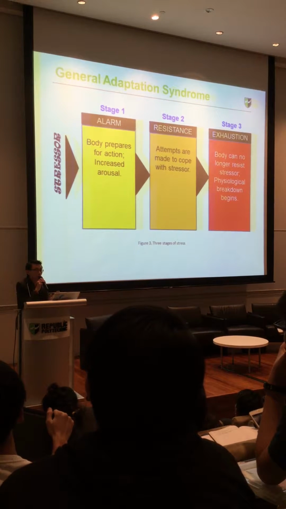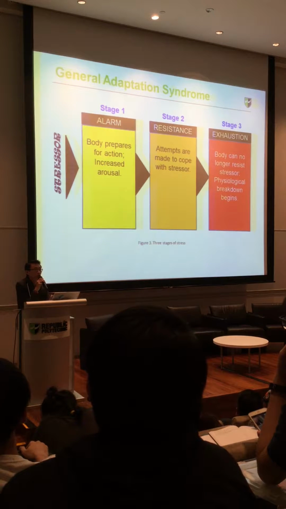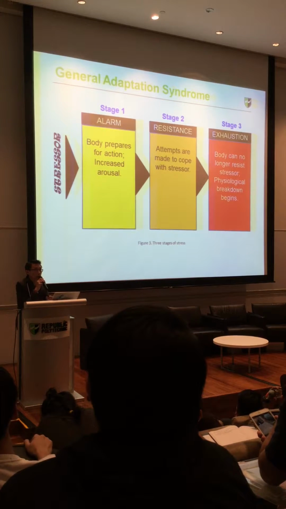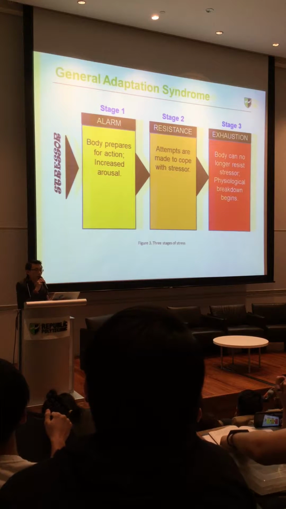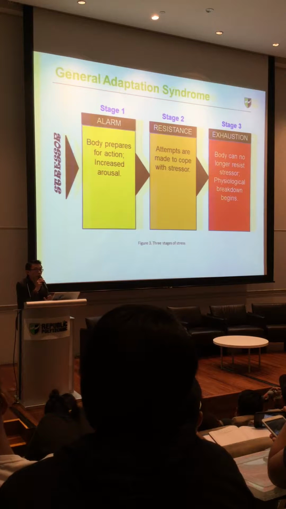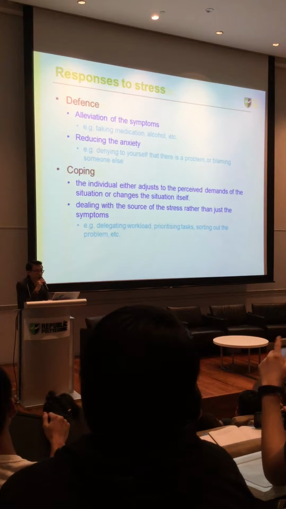Okay, so for this general adaptation syndrome, stage 1, 2, and 3. Please know what each stage is all about. Stage 1 is about alarm. Stage 2, you are experiencing some resistance. By the time you hit stage 3, you are in your exhaustion stage, where everything just breaks down. Know the 3 different stages, please.